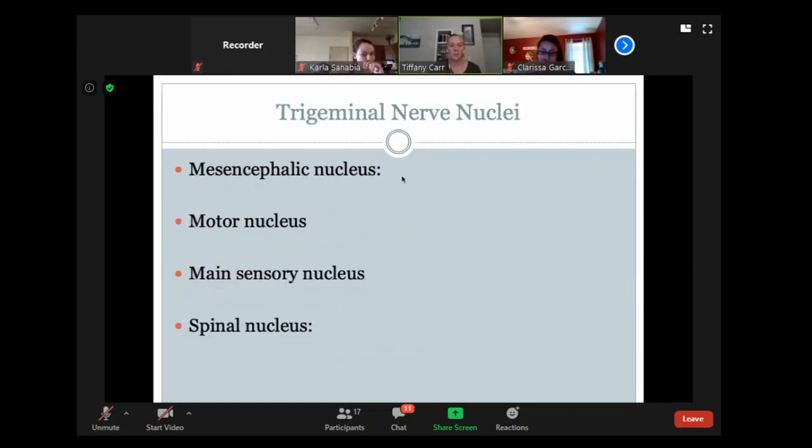All right, so we have four nuclei. So the mesencephalic is going to do proprioception from the TMJ. It's going to enter in ipsilaterally, synapse, then it's going to go to the reticular formation, which I guess is in the midbrain. He says it's kind of unknown where it goes from there. The motor nucleus is going to provide the muscles of mastication. It's anterior to the main sensory nucleus. The main sensory is discriminative touch.